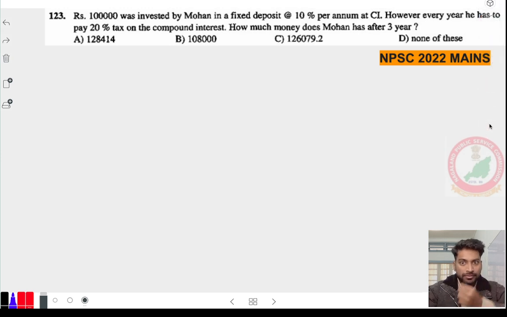Okay, this is a nice question. They are saying that 1 lakh was invested by Mohan in a fixed deposit at the rate of 10% at CI, compound interest. However, every year he has to pay 20% tax on the compound interest. How much does Mohan have after 3 years? देखो, every year he will get 10% for CI.